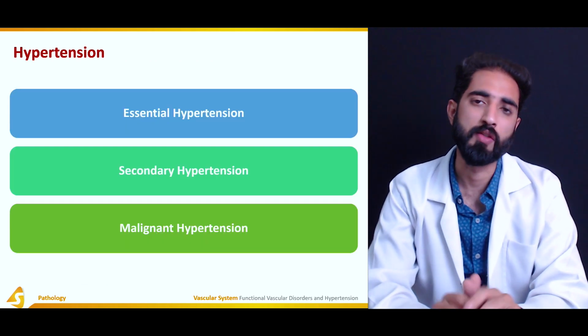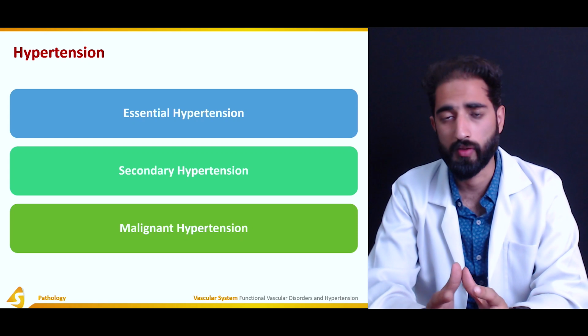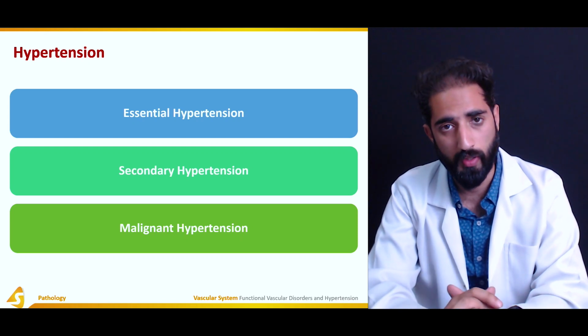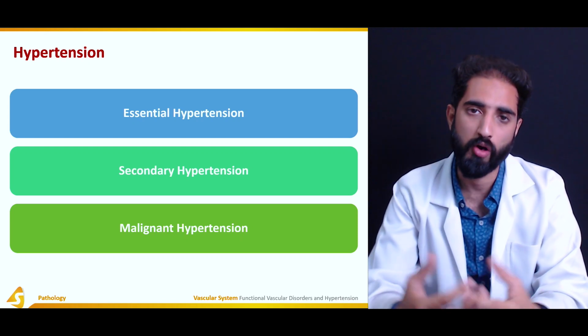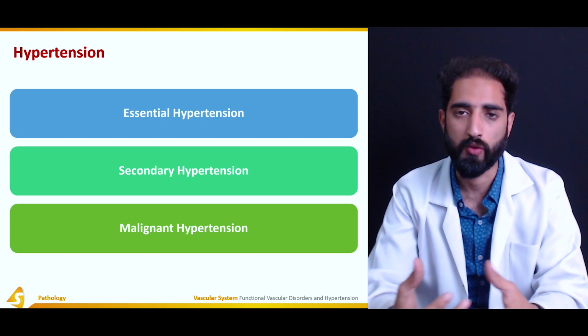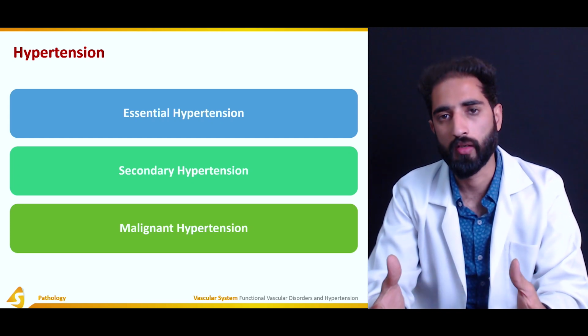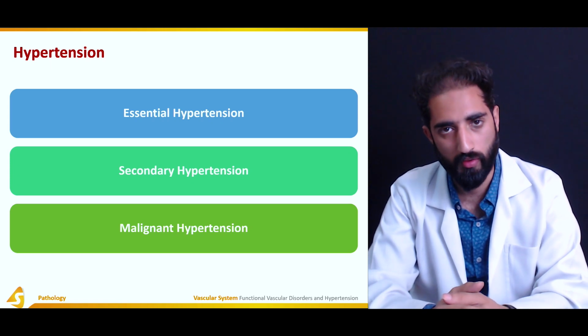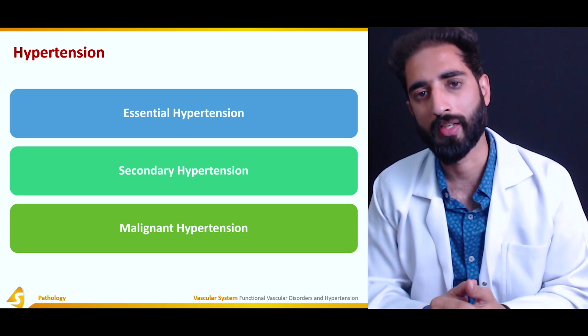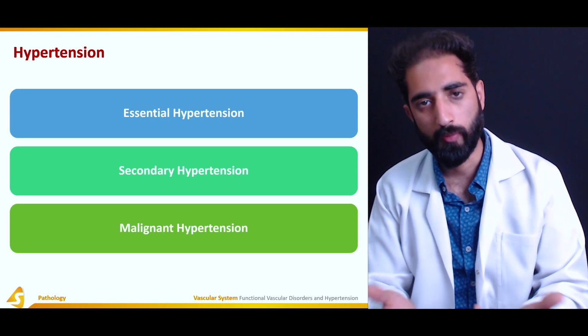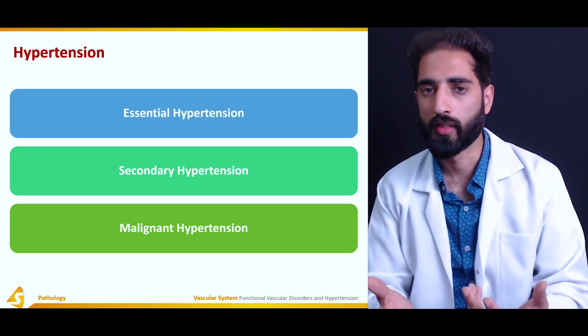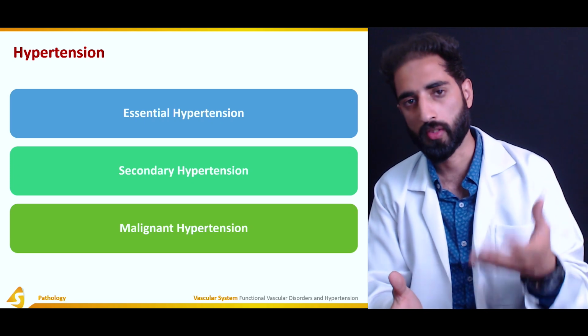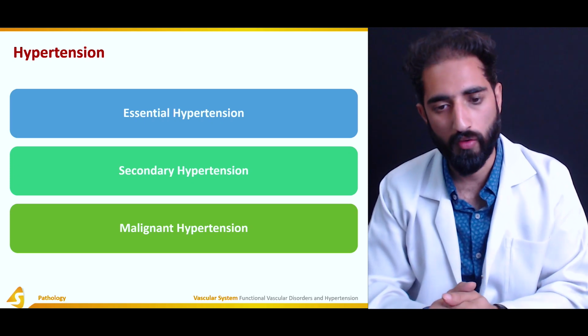The second topic is hypertension, and it is perhaps the most important topic in my opinion because it is the most common condition that we see in our patients associated with the vascular system. So hypertension is also known as high blood pressure, which is greater than the normal blood pressure, which is 120 by 80 millimeters of mercury.